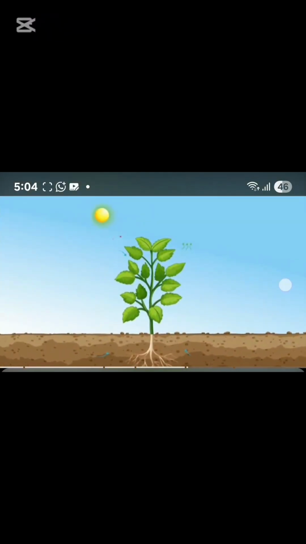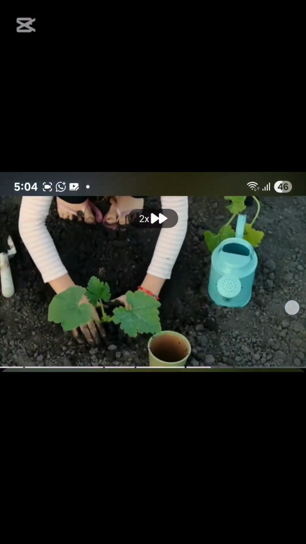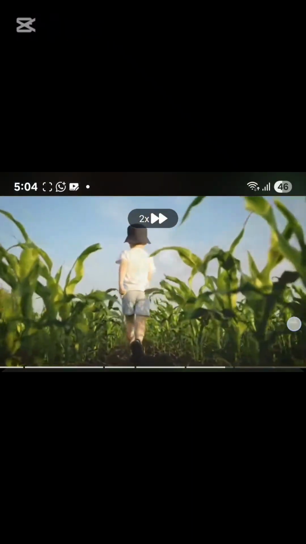Over time, the plant will continue to grow bigger and stronger, and it may even start to produce flowers or fruits which contain seeds that can grow into new plants. All of these different stages are important for helping the plant grow strong and healthy. And as the plant grows, it helps make the world a more beautiful and colorful place to live.